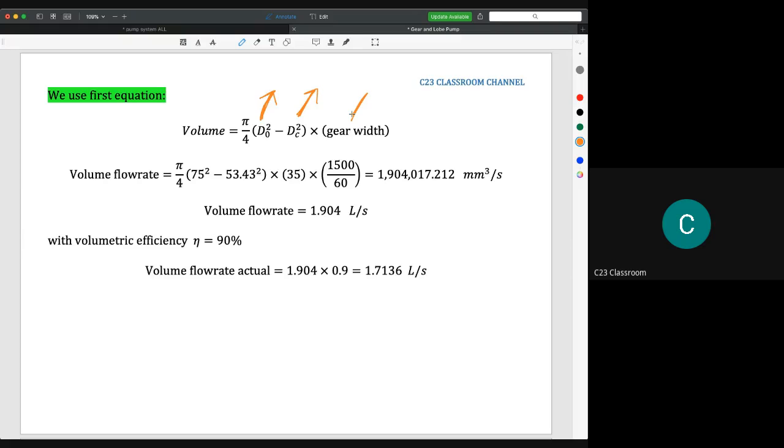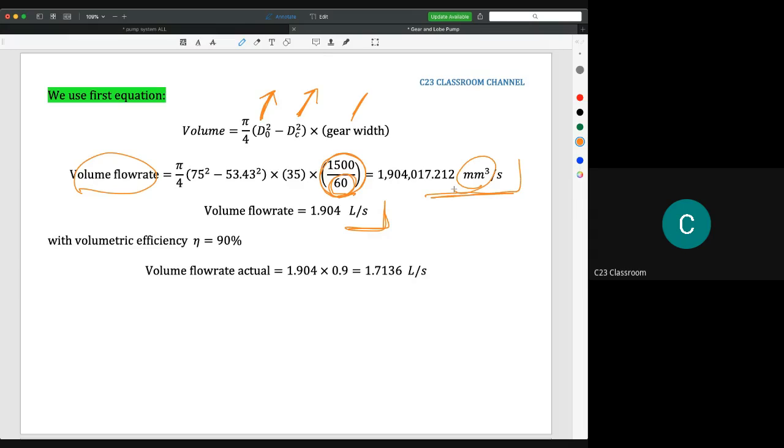So we get the volume, and to get the volume flow rate, we need to multiply with the RPM. We are using 1500 rotations per minute, so we divide by 60. Then we get this term, 1,904,000 millimeters cubed per second. To simplify, we change it into 1.904 liters per second, because millimeters cubed is quite small.